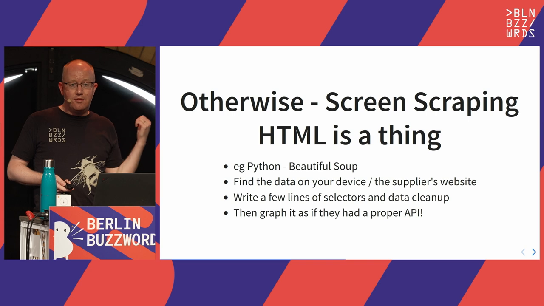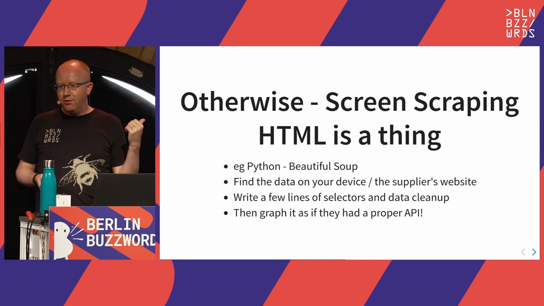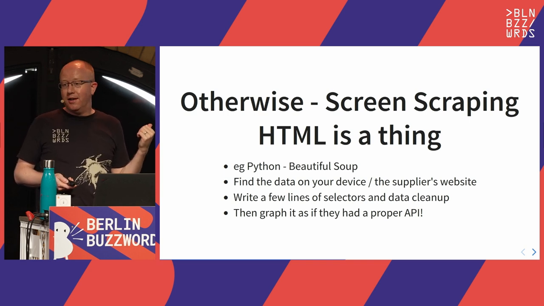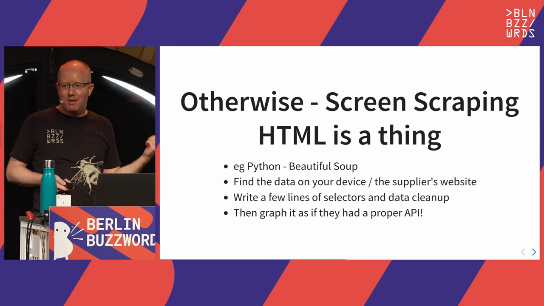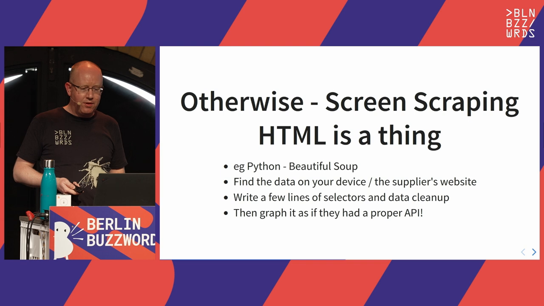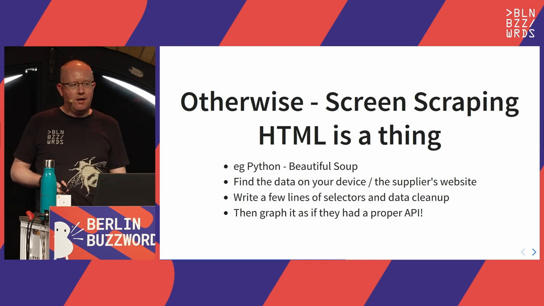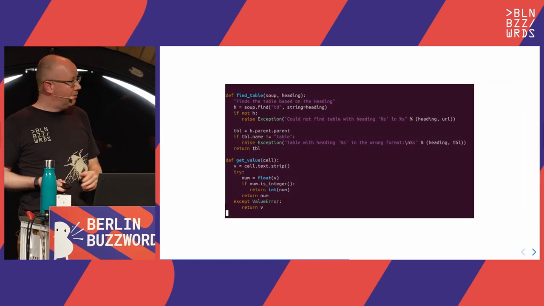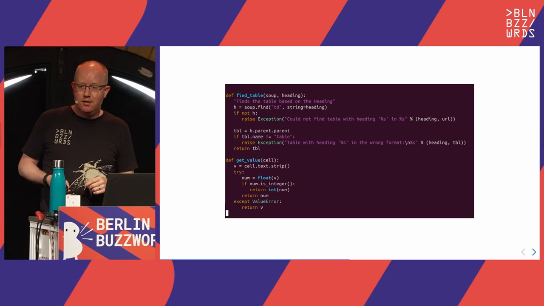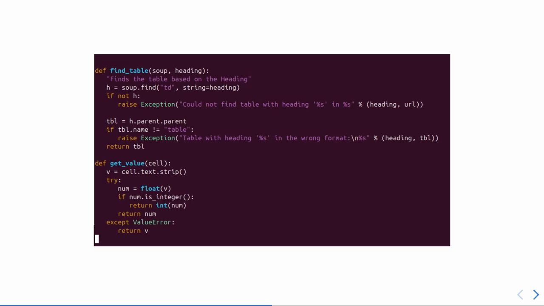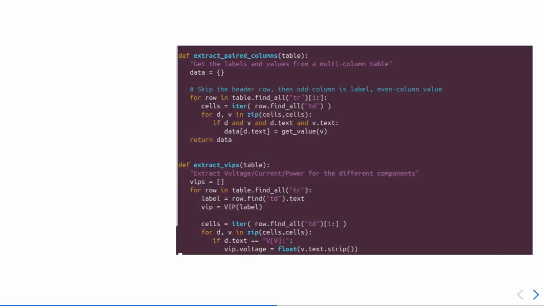Right, otherwise, do not forget your early 2000s screen scraping. It might turn out that your solar panels were built in the early 2000s, and therefore exactly the same terrible HTML still applies. But Beautiful Soup will let you screen scrape and get the data out. You can basically reverse engineer a little API feed pretty easily if you're unlucky and don't get that API feed. So here we have a tiny bit of Python. That's about a third of the code that gets the data off my solar panels.